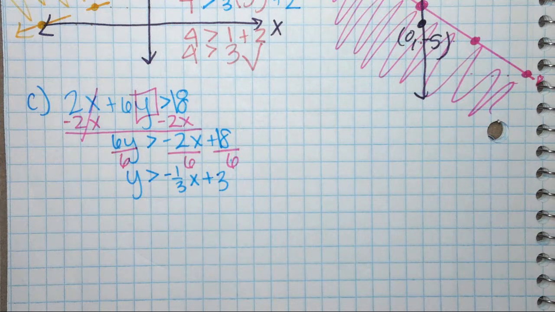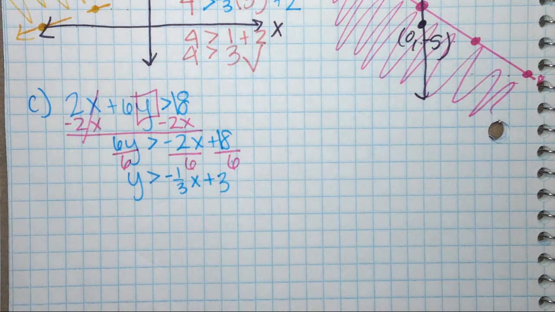Now, why did I not flip my inequality sign? Because it's supposed to stay the same. Because it was a negative. Because what wasn't a negative? The 6. Good, because 6 was positive. All right, graph that without me.